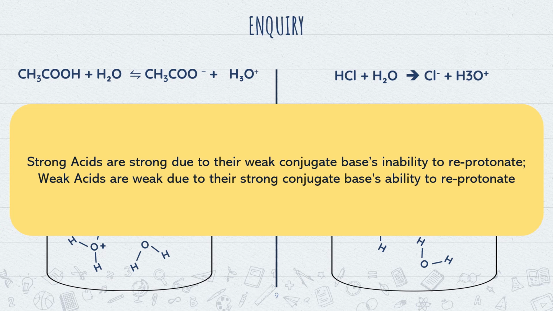to reprotonate. As for the weak acid, the reason why a weak acid dissociates to give such a low concentration of H plus ion is due to the strong conjugate base's ability to reprotonate and form back the weak acid, and also deprotonate to decrease the concentration of H3O plus ions.